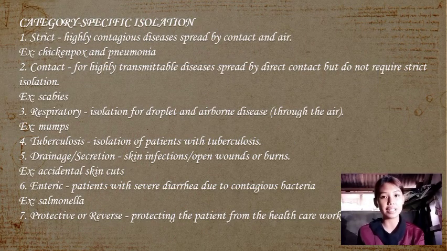Category specific isolation. Number 1 is strict isolation. It is for diseases spread by contact and air. It is the skin-to-skin infection that causes chickenpox and pneumonia. Next is contact isolation. It is for transmittable diseases spread by direct contact. Ito ay may pagkasimilar sa strict isolation na nanggagaling sa skin-to-skin na nagkakause ng scabies.